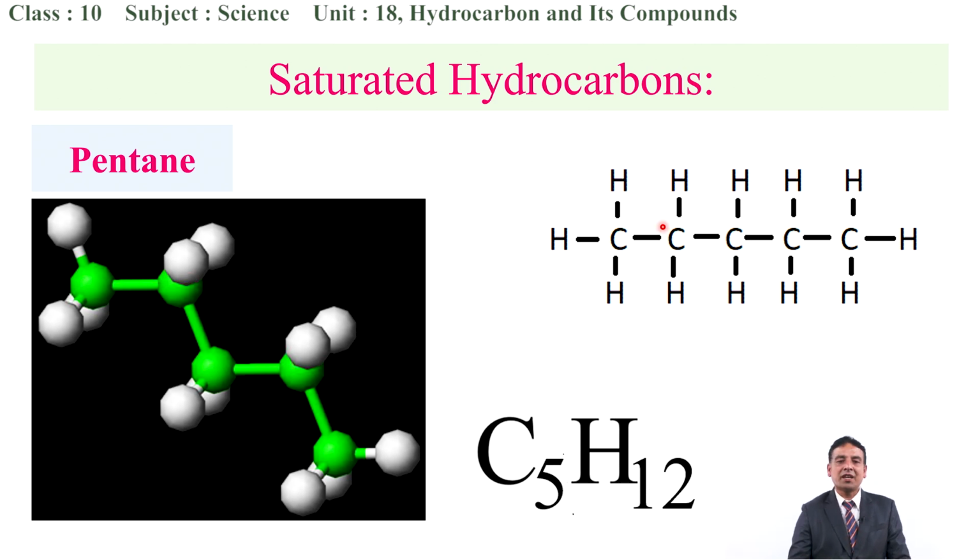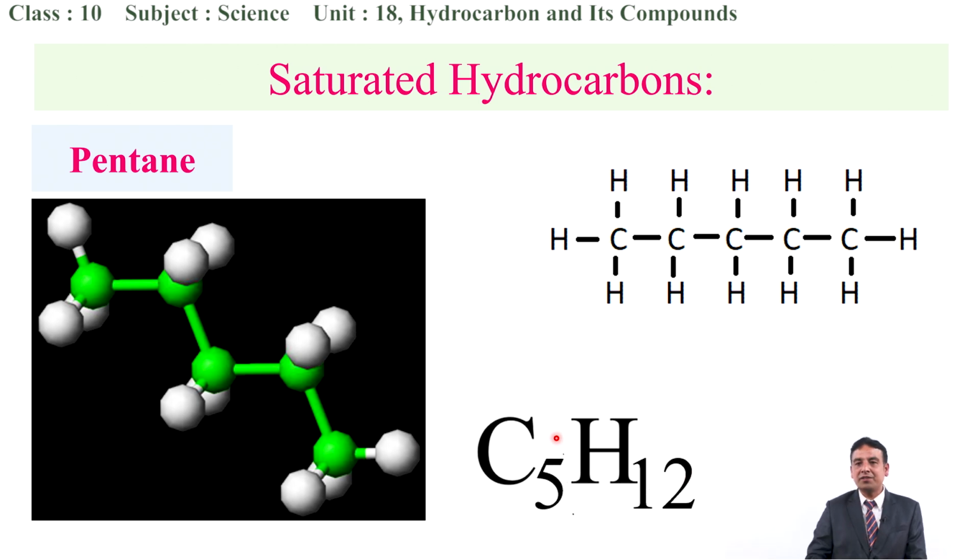So this structure is written here in linear form. That means this is the way to write it in your answer sheet as well as in your notebook. So altogether you will find 5 carbon atoms with 12 hydrogen atoms here. So this is the structure of pentane.